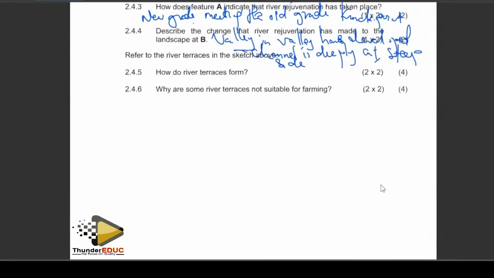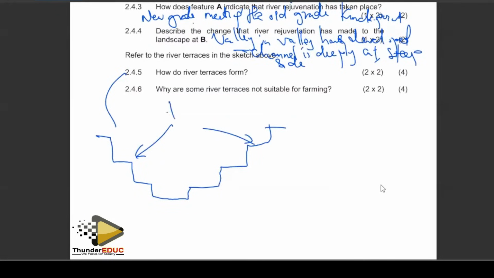Right. Refer to the river terraces in the sketch above. How do river terraces form? A terrace, basically, we are looking at a stepped arrangement. Maybe the new channel is there. Again, it's like that. These are the terraces that we are talking about. Maybe the new channel is there.